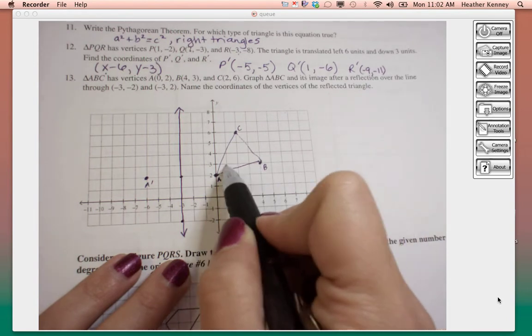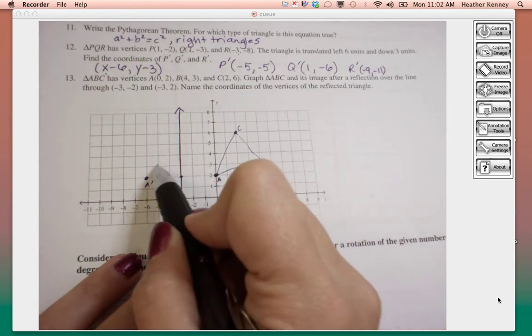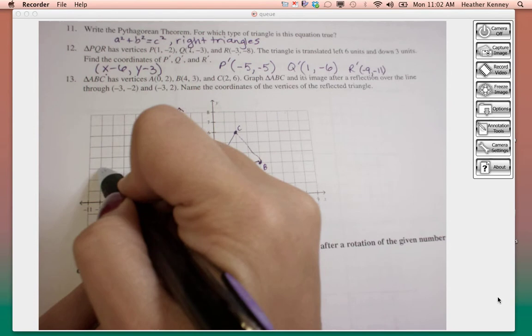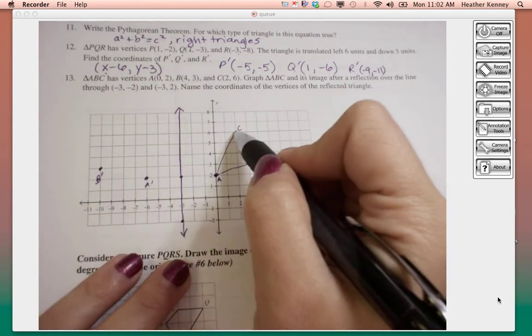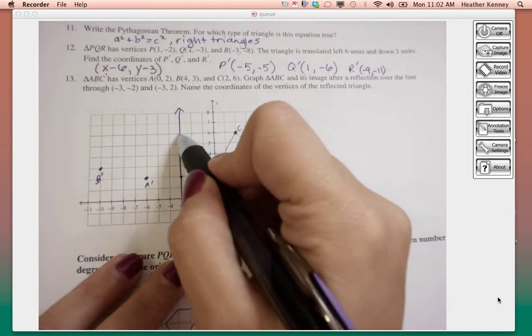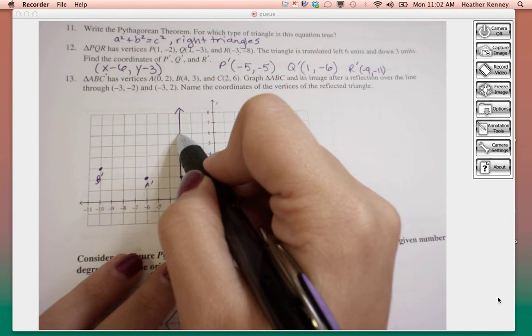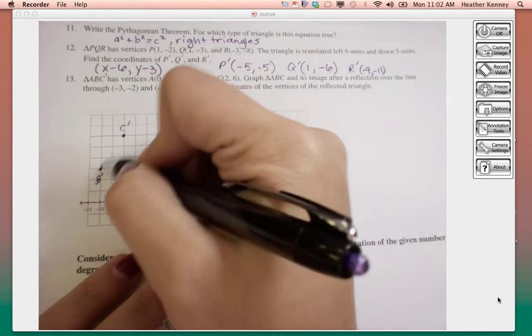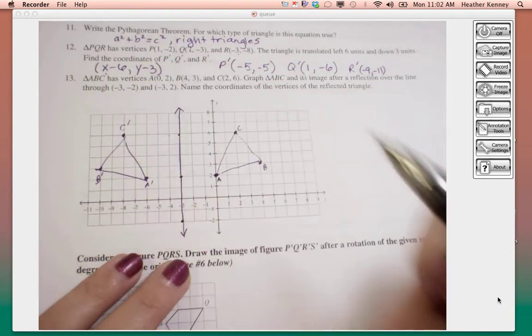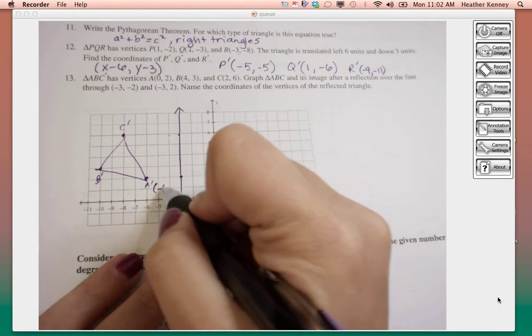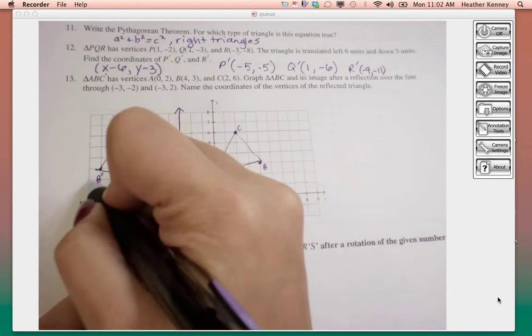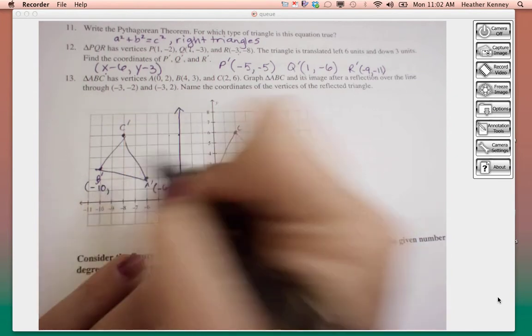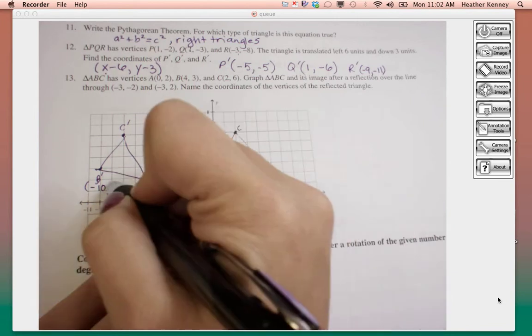A is 1, 2, 3. We go 1, 2, 3. That's A prime. B, 1, 2, 3, 4, 5, 6, 7. 1, 2, 3, 4, 5, 6, 7. B prime. And C, 1, 2, 3, 4, 5. Notice I'm stopping at the line that we're reflecting over. This is the line of symmetry. 1, 2, 3, 4, 5. C prime.